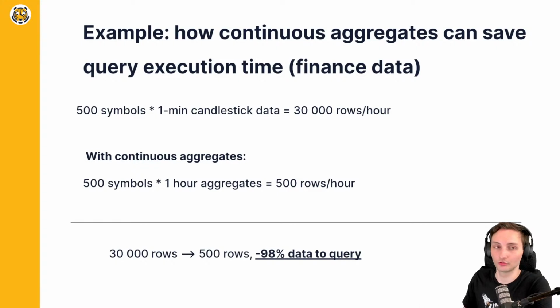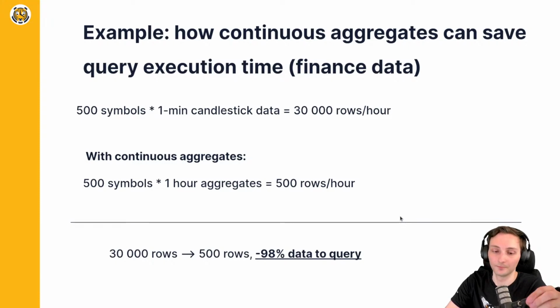And that's a big, you know, that's going to cause a big cut on your query execution time. So that's why continuous aggregates are really useful. Because instead of going deep and querying 30,000 rows, you just query 500 rows from a materialized view, which is continuous aggregates, and it's much quicker.